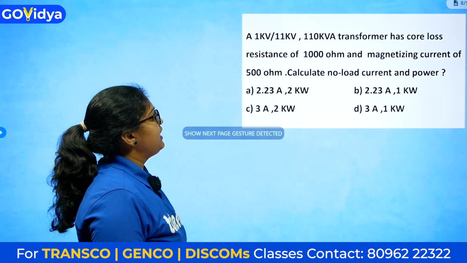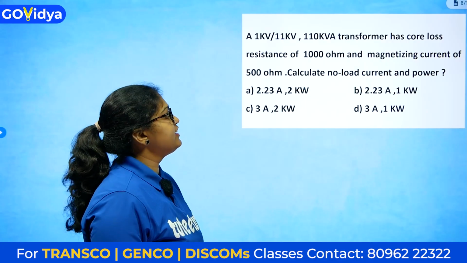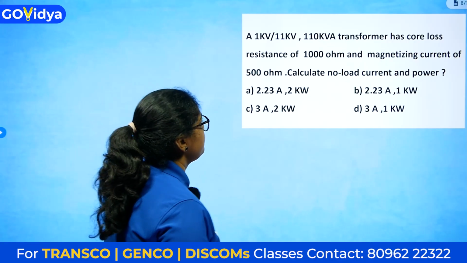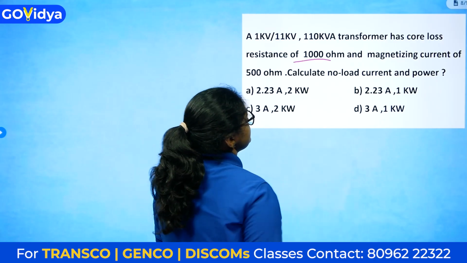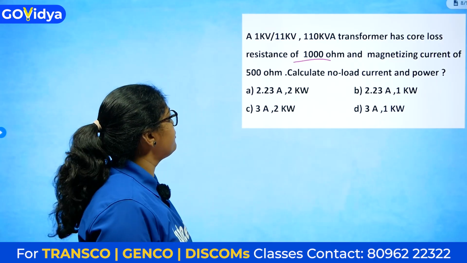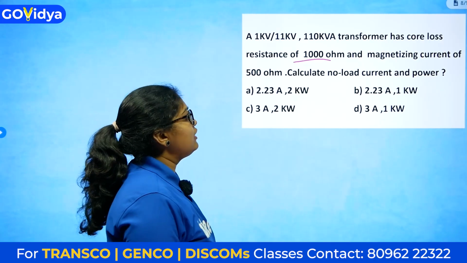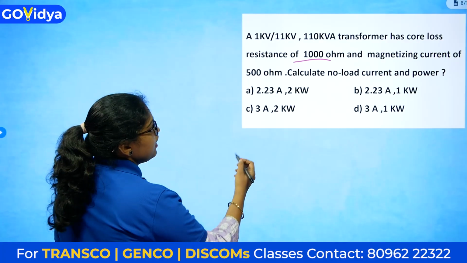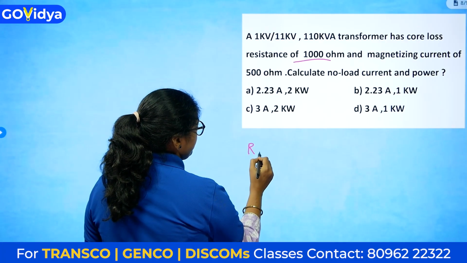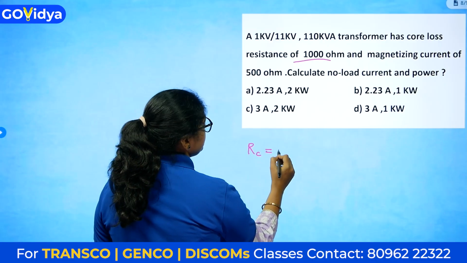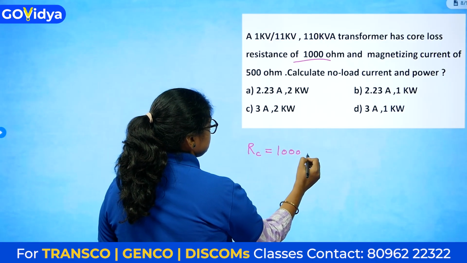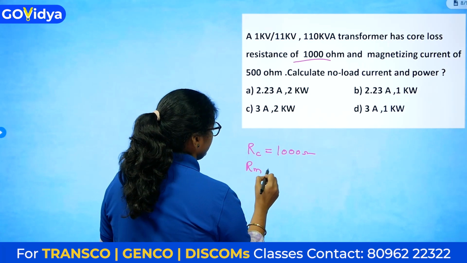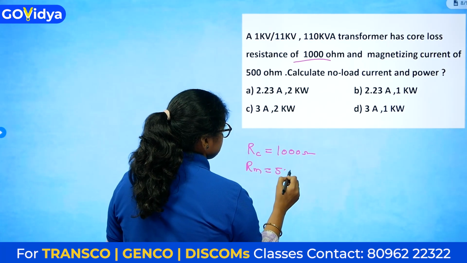A 1 kV by 11 kV, 110 kVA transformer has core loss resistance of 1000 ohm and magnetizing resistance of 500 ohm. Calculate the no load current and power. So in the question they have given the core loss resistance, RC is equal to 1000 ohms, and the magnetizing resistance RM is equal to 500 ohms.